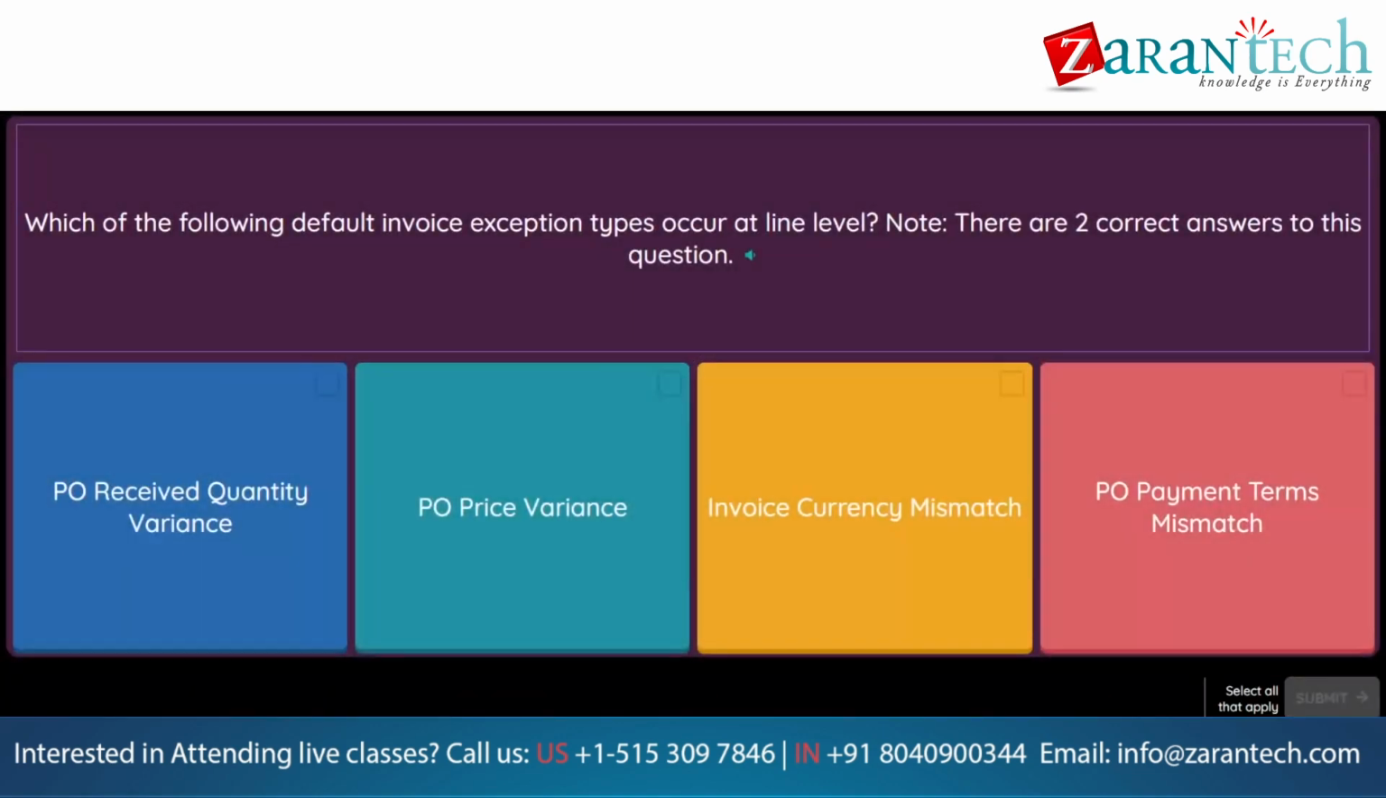Question: which of the following default invoice exception types occur at line level? Note: there are two correct answers to this question. Option 1: PO received quantity variance. Option 2: PO price variance. Option 3: invoice currency mismatch. Option 4: PO payment terms mismatch.